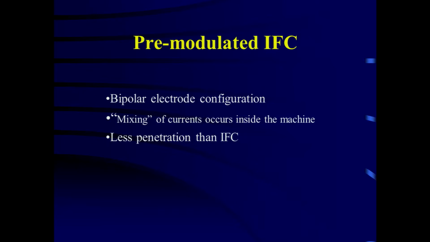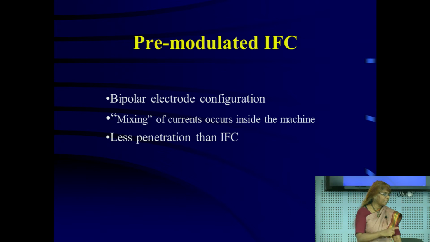Right? Okay, pre-modulated IFC, bipolar electrode configuration, mixing of currents occur. Here he talks everything current, but we are going to do only voltage. Current, when he means, is like what we say AC/DC. You're saying direct current or alternating current.